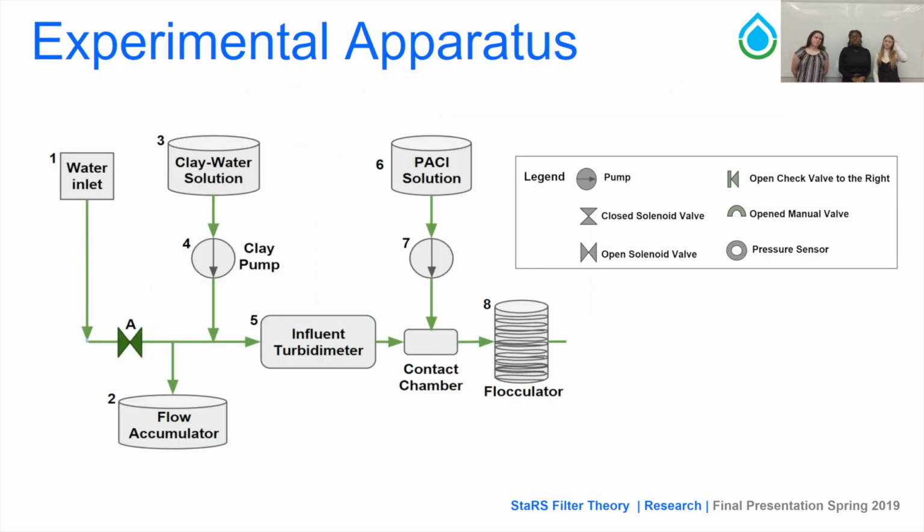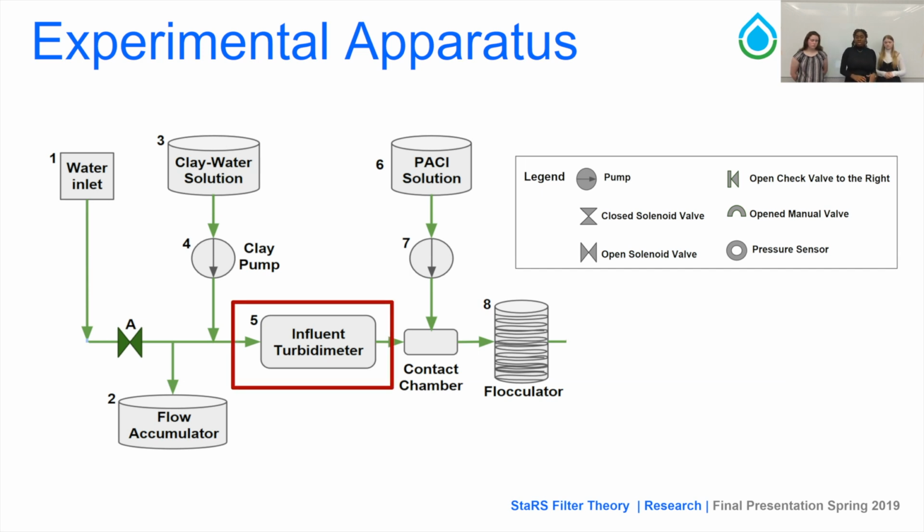So here's a schematic of our experimental apparatus. Going through it, as you can see in the red box, the water inlet is where our stream of water is coming in from. The flow accumulator is there because it controls the oscillation that comes from the pump and makes sure that we have a smooth flow of water in our system. The clay water solution is a pre-calculated ratio between clay and humic acid in order to mimic the makeup of the water that's coming into a water treatment plant.